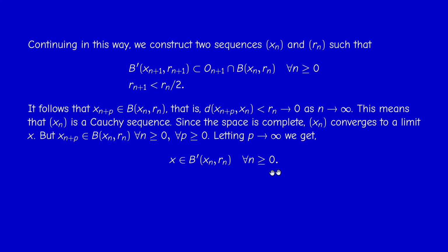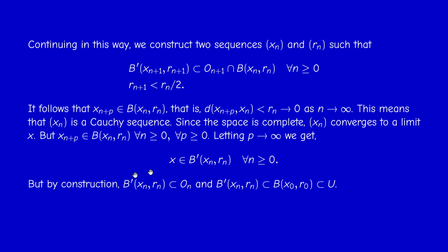And this is true for every n, since n was arbitrary. So actually x belongs to the intersection of all these balls. So, in particular, since by construction this closed ball is contained in On, then x belongs to On for every n, and therefore x is in the intersection. And on the other hand, since we are constructing a decreasing sequence of balls, x is in the original starting ball, which is contained in U. So x is in U. So x is in the intersection of the On, which is G, and in U. Okay. Therefore, the intersection is not empty, and therefore G is dense.